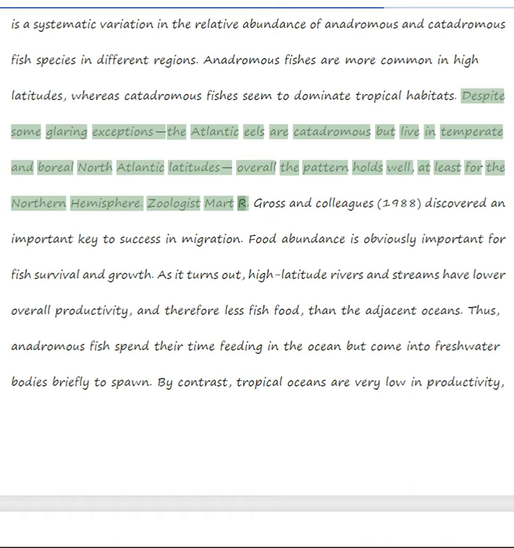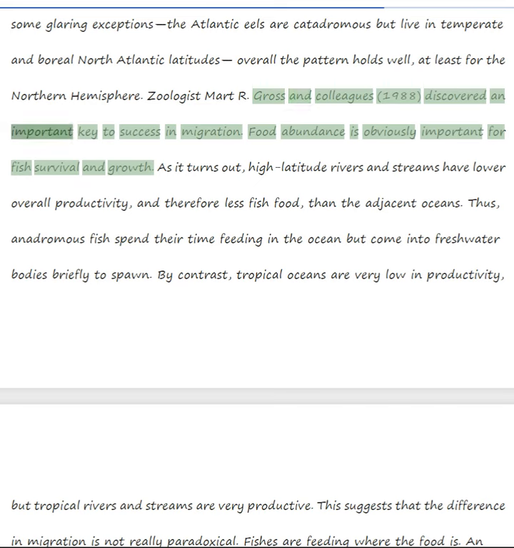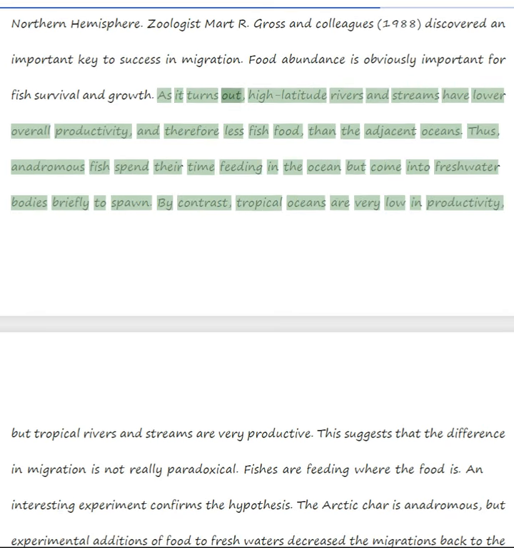Zoologist Mart R. Gross and colleagues discovered an important key to success in migration. Food abundance is obviously important for fish survival and growth. As it turns out, high-latitude rivers and streams have lower overall productivity, and therefore less fish food, than the adjacent oceans. Thus, anadromous fish spend their time feeding in the ocean but come into freshwater bodies briefly to spawn.